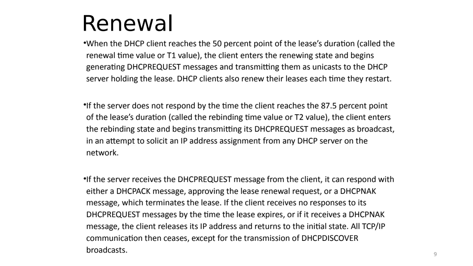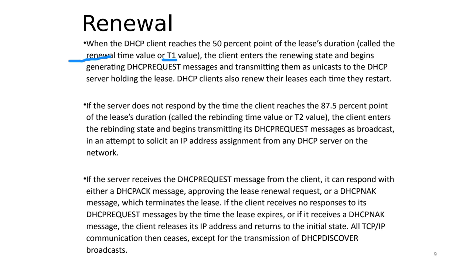So how does the renewal happen? This is the explanation in words. When you reach 50%, it is T1. Can you see it? It's on your computer. At T1 you are in the renewing state, so the PC will generate a DHCP request message as a unicast to the DHCP server. By the way, each time you restart your computer, it is renewing its lease time as well.